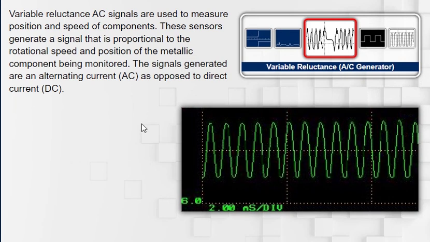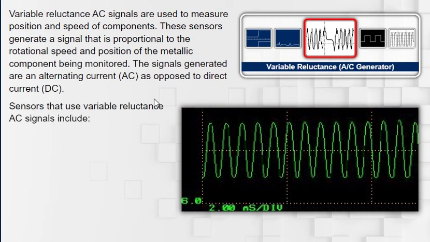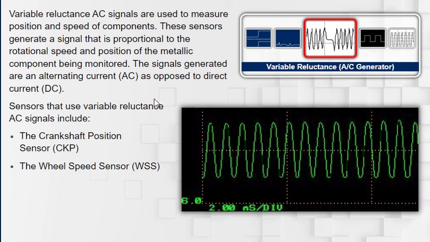Variable reluctance AC signals are used to measure position and speed of components. These sensors generate a signal that is proportional to the rotational speed and position of the metallic component being monitored. The signals generated are an alternating current as opposed to direct current. Sensors that use variable reluctance AC signals include the crankshaft position sensor and some wheel speed sensors.